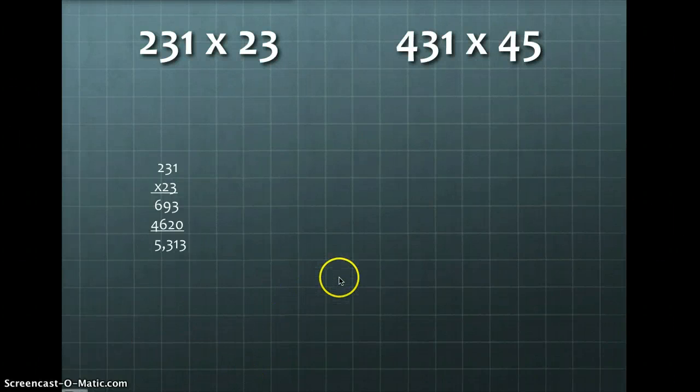All right, and then this one that we should have already done as well. So you get 431 times 45. First partial product, 2,155. Your second partial product is 17,240. So it gives you a product of 19,395.